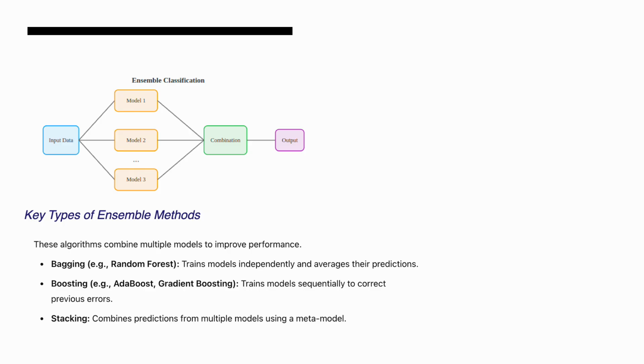Let's talk about bagging, which is going to be an example of random forest. We'll talk about random forest in the next slide. Then there's a boosting methodology. Again, we'll be talking about gradient boosting methodology in the upcoming slides. And then there's stacking, which is another method of stacking multiple models and predicting an output or classifying the data into an output, right? So let's talk about the first one, which is bagging, which is random forest.